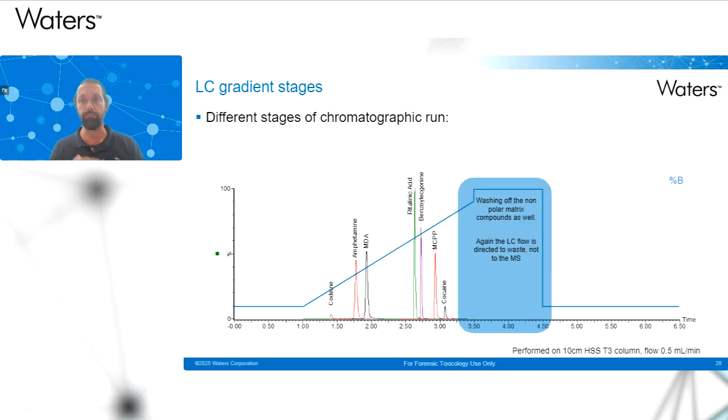Then we have typically also a rinsing step. So after the elution of cocaine, in this example, we are ramping up the flow to 100% B in order to also wash off the non-polar matrix. Think of phospholipids, for instance, when you are working with plasma samples. You want to rinse them off, and also, if it's possible, send the flow again back to the waste. So all these phospholipids do not contaminate your MS.